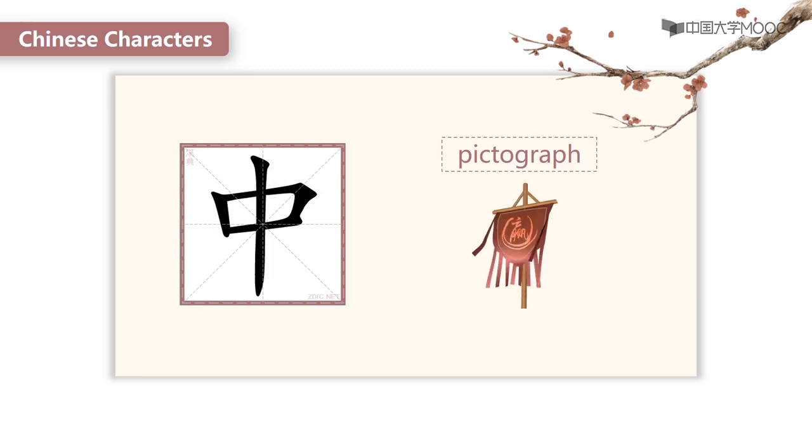中. It's a pictograph. From this picture, you can recognize that it's a flag of the clan. In the past, a flag would be raised in the middle of a district when something important happened, so that people would see it and get together. Now it refers to middle.